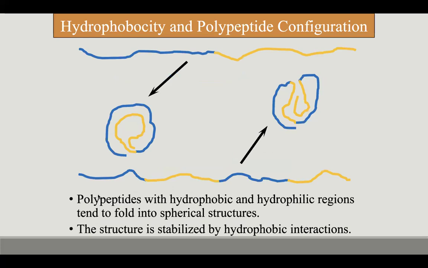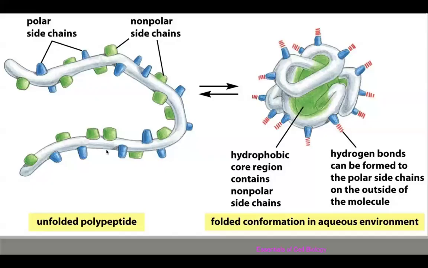So polypeptides that have both hydrophobic and hydrophilic regions tend to fold into itself with spherical structures, and the structure is stabilized by any hydrophobic interactions. So as you see here, you have an unfolded polypeptide that has polar side chains and non-polar side chains. It's able to fold into itself and create a sphere. So you have a hydrophobic core in the middle, and then you have the polar side chains on the outside, which allows it to bind to any aqueous environments.